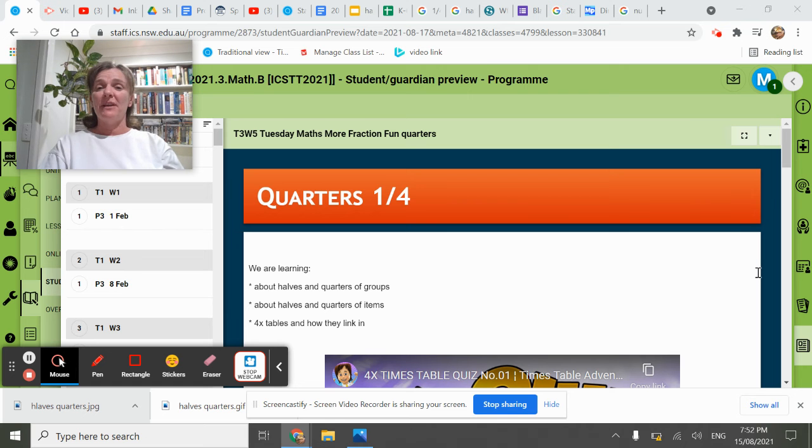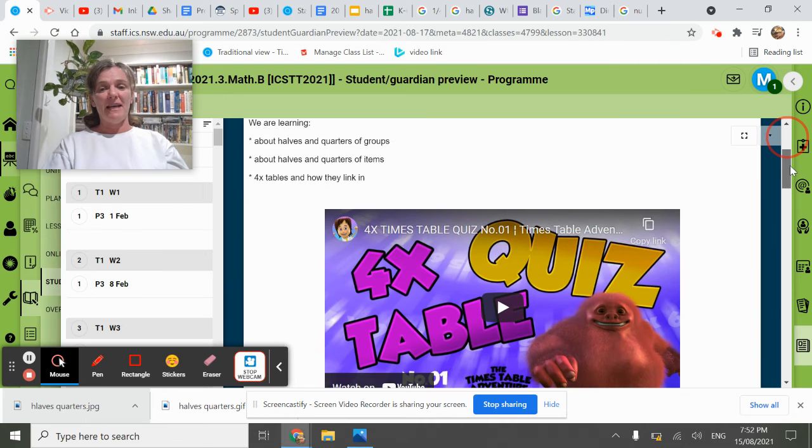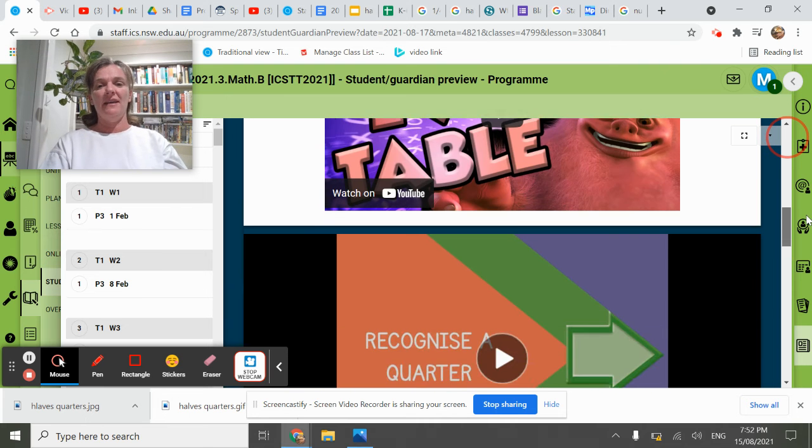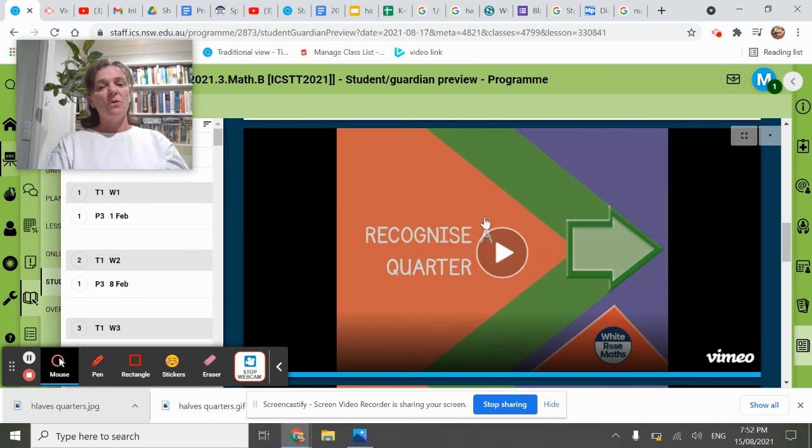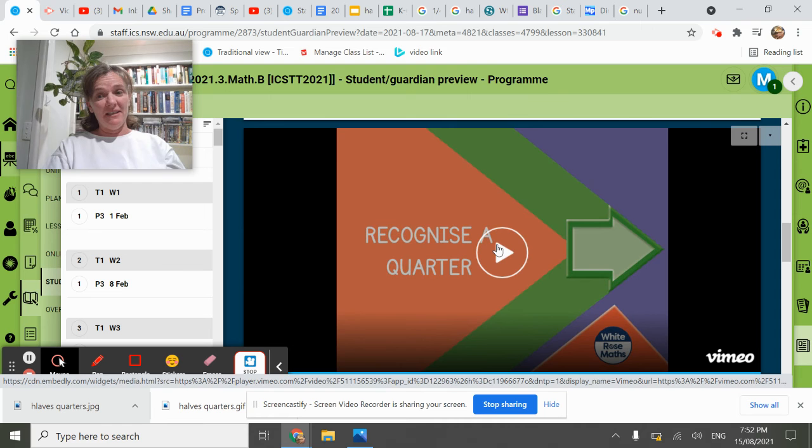But today we're going to be looking at quarters. So the denominator, the number down on the bottom, is a 4 because we're going to be chopping things into 4 pieces. Because of that, we're going to be having a look at our 4 times tables. So you've got the quiz to see how quick you can be and the song. Then you've got a quarter video to watch with some activities on that video to do.